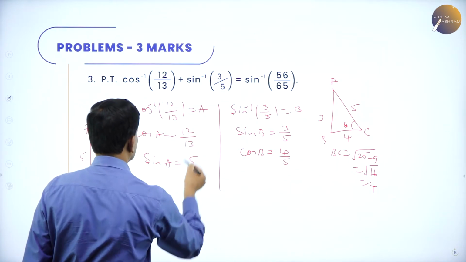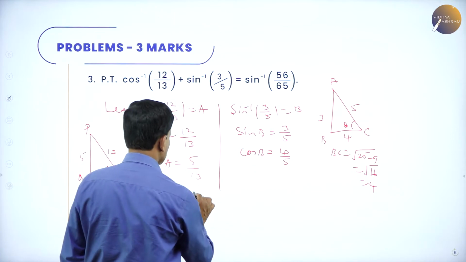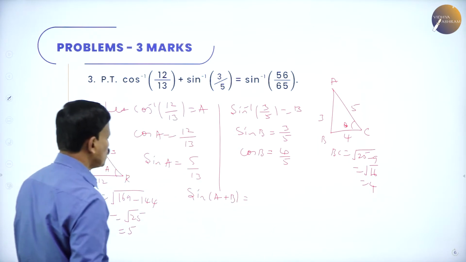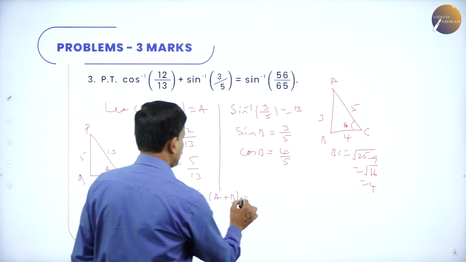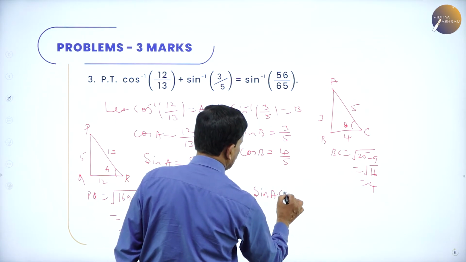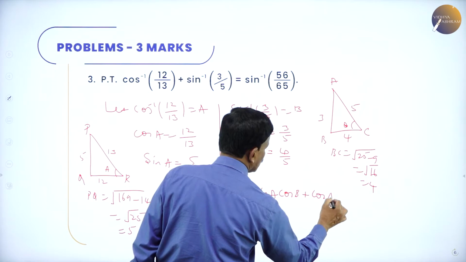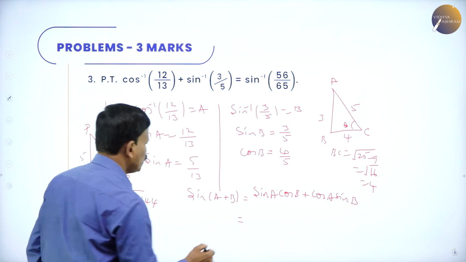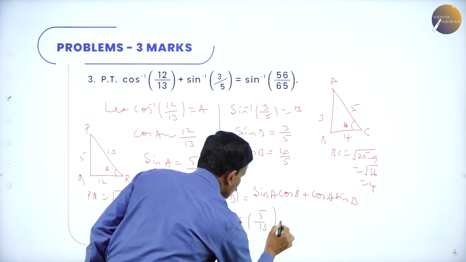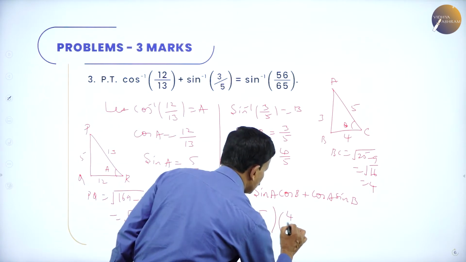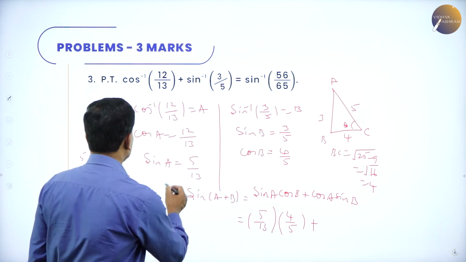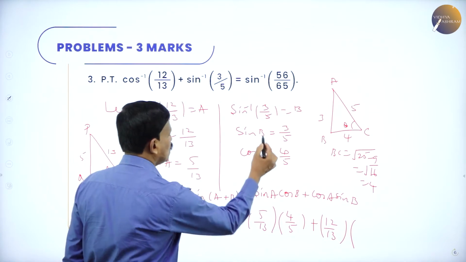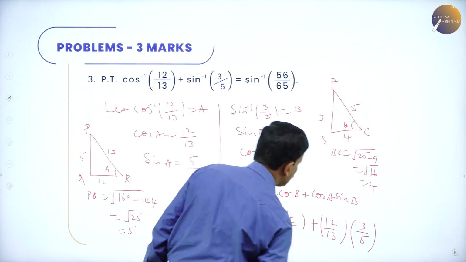Now substitute here. Now you can use the formula for sin of A plus B. What is sin A plus B? Sin A plus B is equal to sin A cos B plus cos A sin B. Right. Now substitute the value. What is sin A? Sin A is equal to 5 by 13 into cos B. What is cos B? 4 by 5 plus cos A. What is cos A? Cos A is 12 by 13, 12 by 13 into sin B. What is sin B? 3 by 5. If you simplify, you will get the answer.